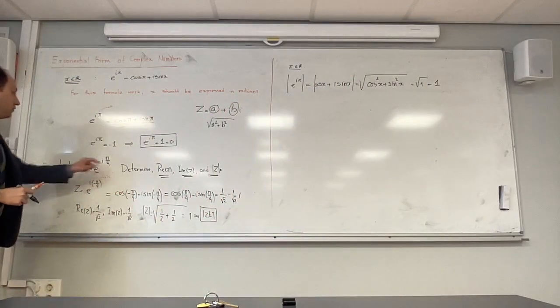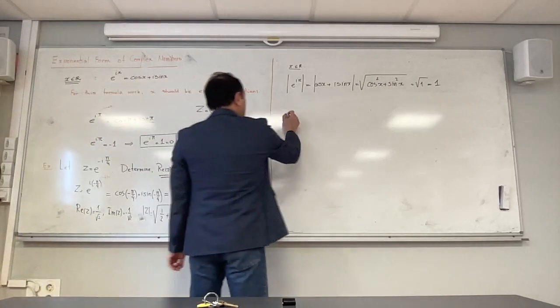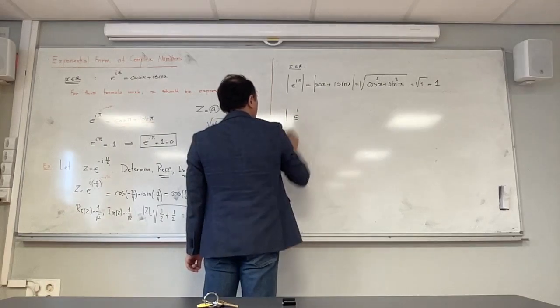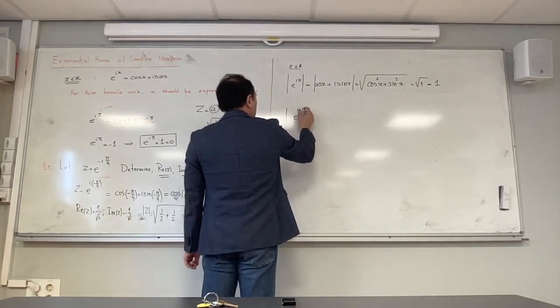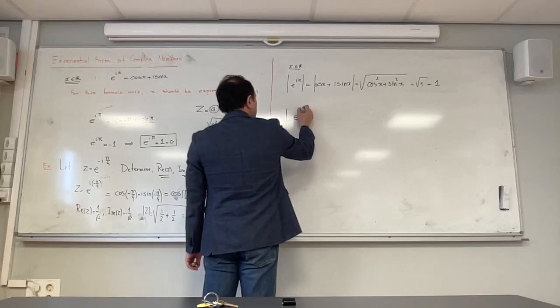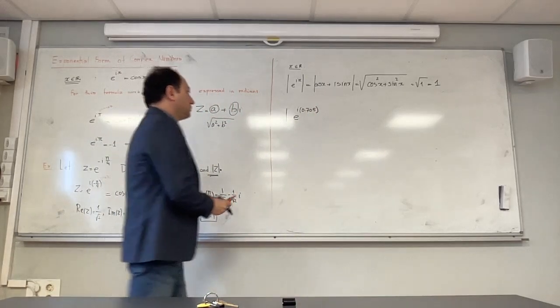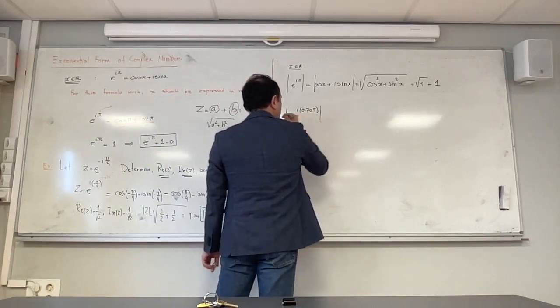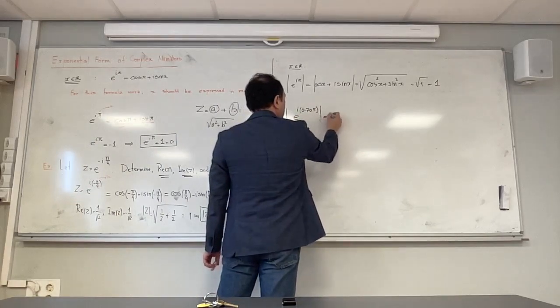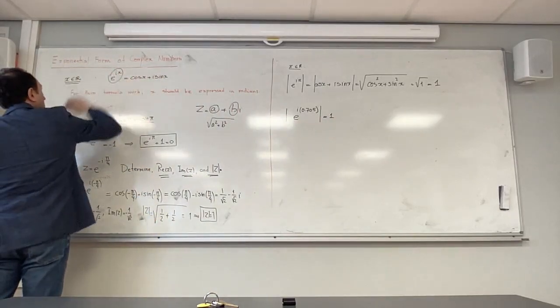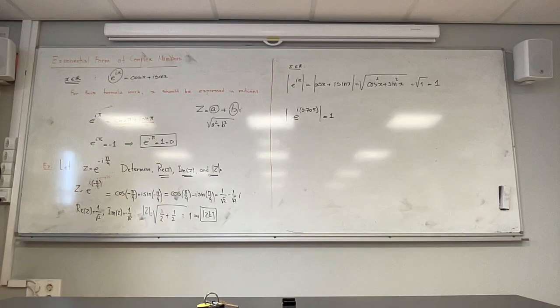If I change pi over 4 to even a very strange number, for example, if I ask you what is the absolute value of e to the power of, I don't know, for example, I times 0.705, expressed in radians of course, what's the answer? The answer is 1. Yes? So you remember, the absolute value of this form is 1.